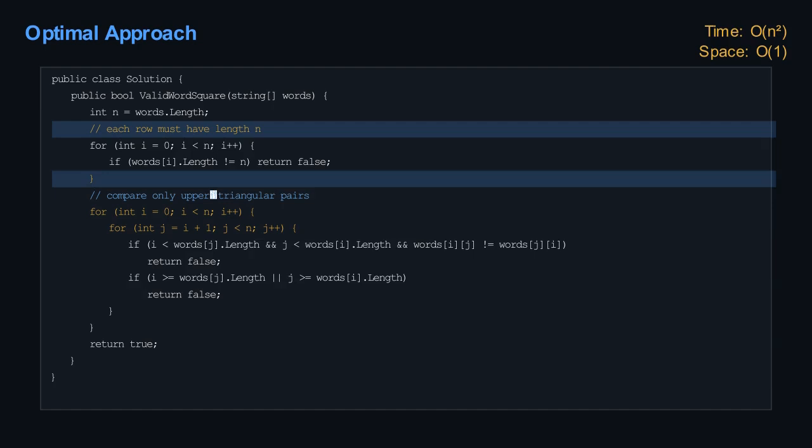Then we loop i from 0 to n minus 1, and for each i we loop j from i plus 1 to n minus 1, comparing the character at words[i][j] with words[j][i], while also checking that both indices are within the respective string lengths. If any mismatch or length violation occurs, we return false. Otherwise, after all checks we return true.